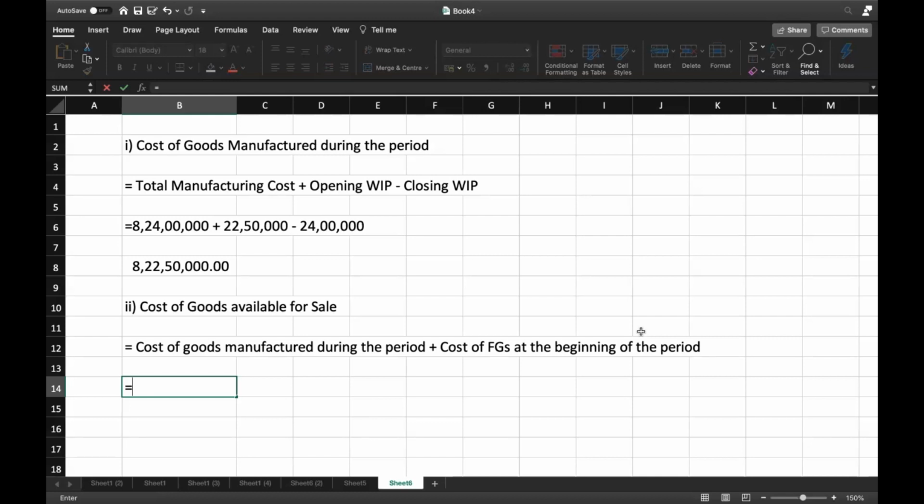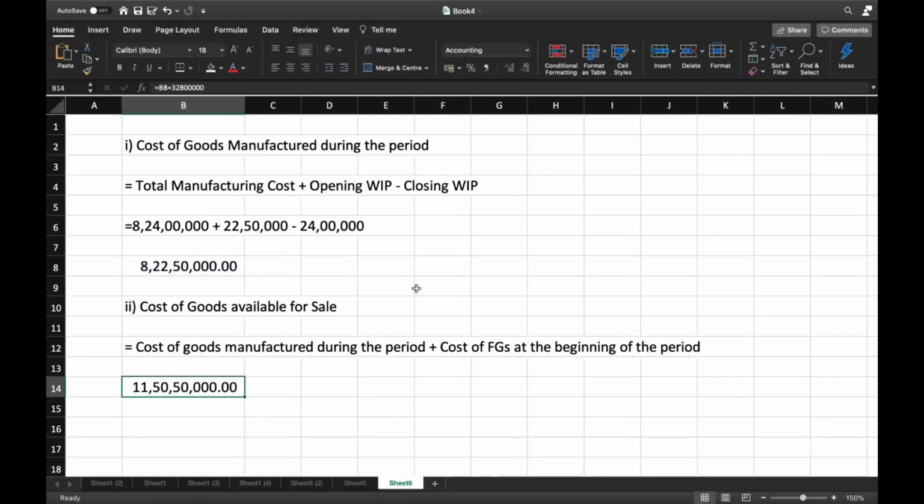So what is the cost of goods manufactured during the period? It is 8 crore 22 lakh 50,000 plus cost of finished goods inventory at the start of the period, which is 3 crore 28 lakh.